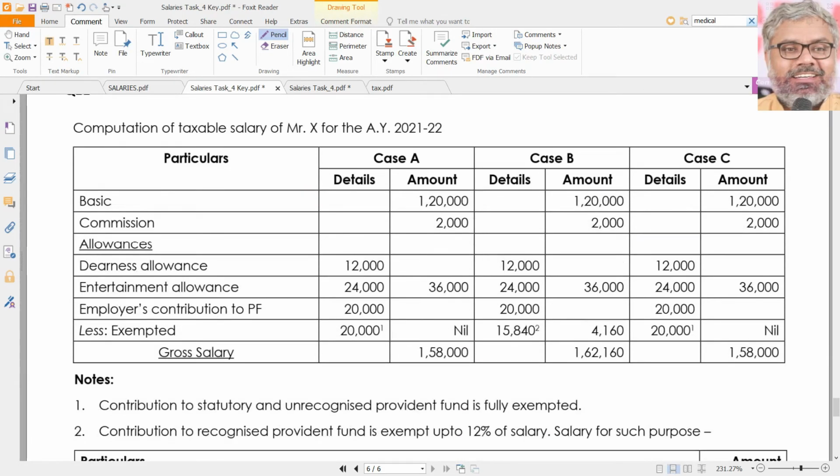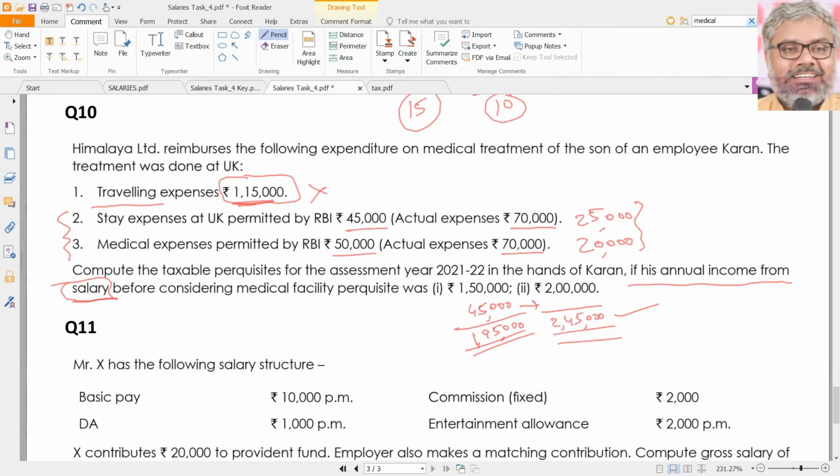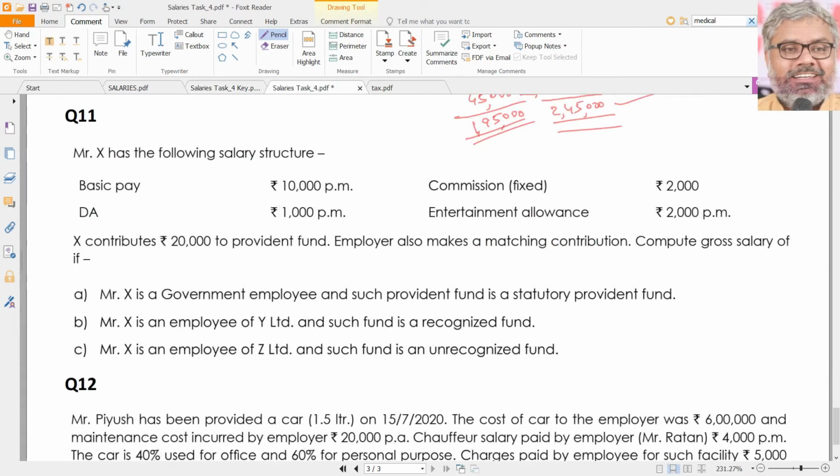Now, other things like question number 11. Here, X has the following salary structure. Basic is given, DA is given, commission is fixed commission, entertainment allowance is given. He contributes 20,000 rupees to the provident fund. Employer also makes a matching contribution. Compute gross salary of X if he is a government employee and such provident fund is a statutory provident fund. That is case A. Case B, he is an employee of Y Limited and such is a recognized fund. Case C, he is an employee of Z Limited and it is an unrecognized fund.